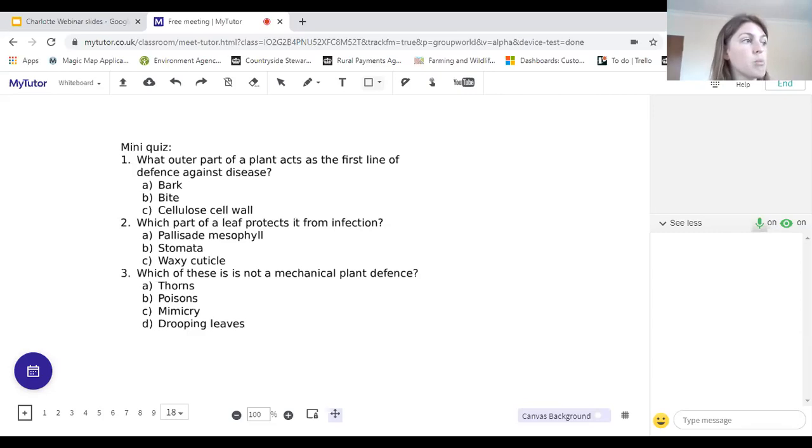Can thorns help to take water away, kind of like the drip tip leaves? I suppose they can, but that's certainly not what they're designed for.